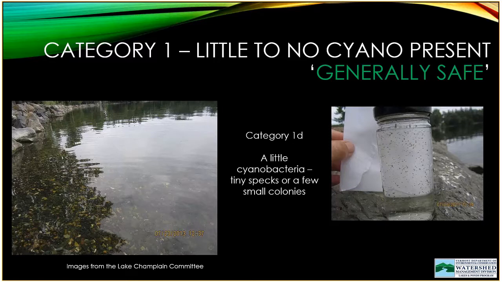So a small amount of cyanobacteria will only be able to produce a small amount of toxin, and not at a concentration that is likely to make anyone ill unless they're extremely sensitive. So we include category 1D so that you can note there's a small amount of cyanobacteria present, but not enough that we are concerned about recreating on the water. It still falls into that generally safe designation.